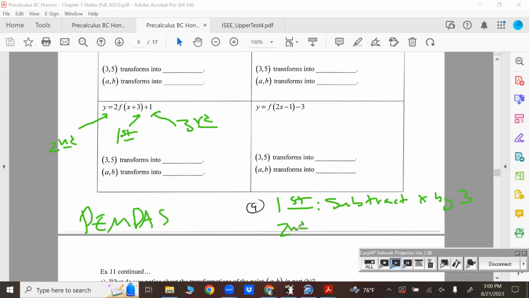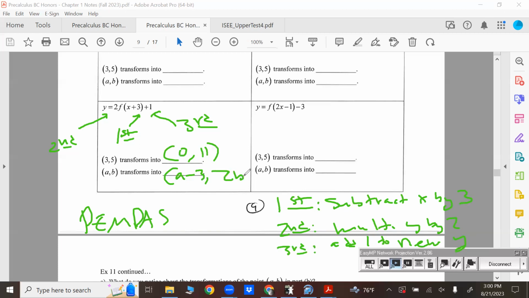Okay, what does that second thing do? That 2 there. So you're going to multiply y by 2. What does that third thing do? You add 1 to the new y. So yeah, obviously I have 0 now. If I multiply 5 by 2, then add 1, what do I get? 11, right? So generally speaking, it's going to be a minus 3, comma, 2b plus 1. Like that.